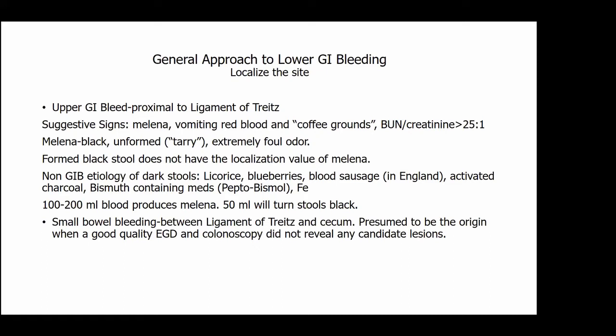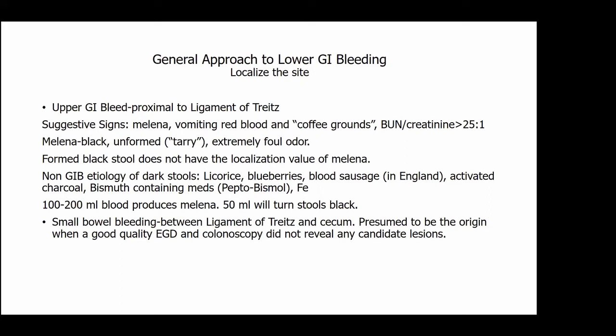The reason for that is that there are several things that can produce a dark or even a black formed stool. There are several foods such as licorice and blueberries, and if you're in England, blood sausage, and several medicines, charcoal for one, Pepto-Bismol, and of course iron. It takes about 100 to 200 cc's of blood to produce melena, and it takes about 50 cc's of blood to turn a stool black. And as I said, that can be formed.